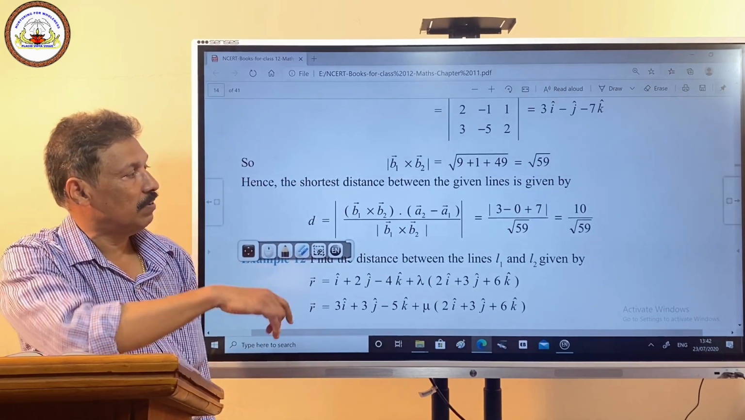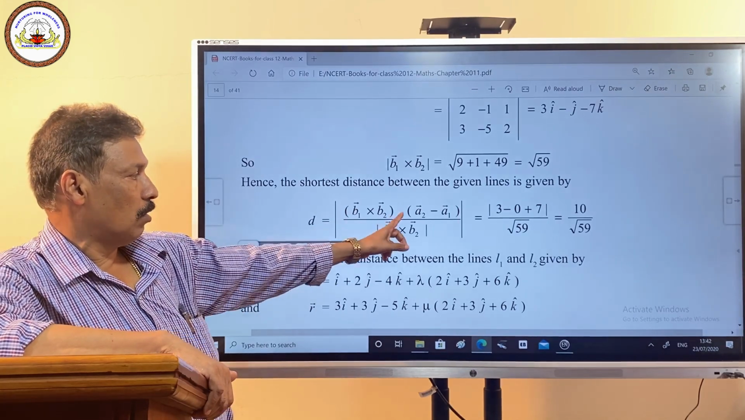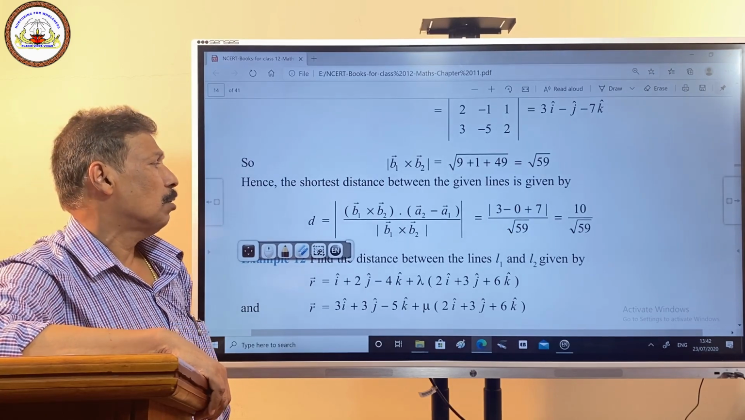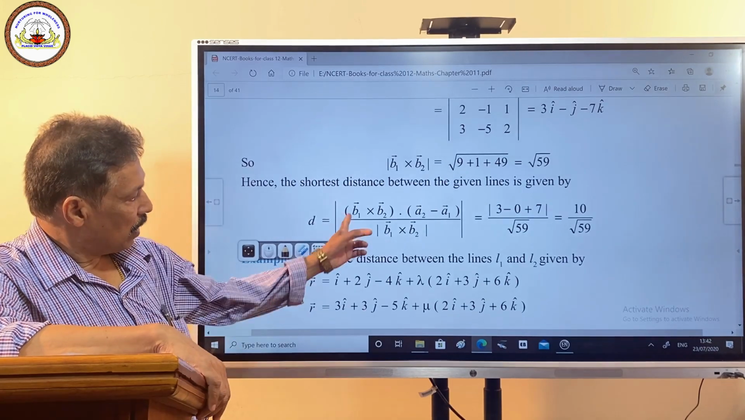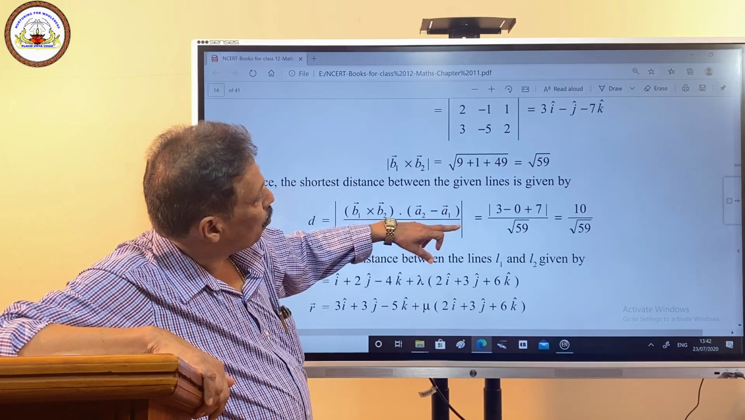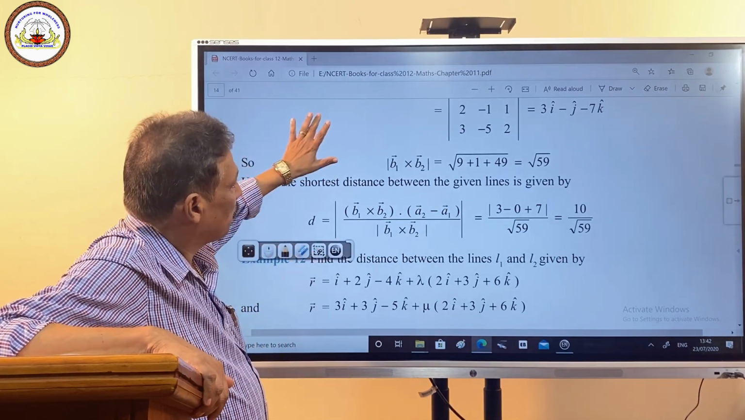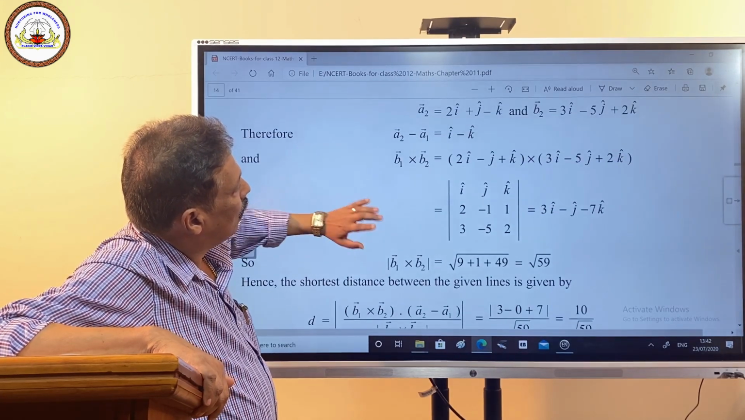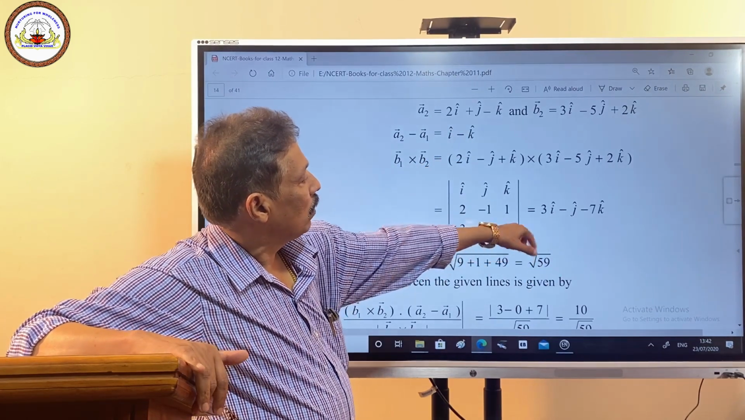The shortest distance between the given lines is given by b1 cross b2 dot a2 minus a1. Sometimes we write a2 minus a1 dot b1 cross b2. That does not change, the reason is the dot product is commutative. So b1 cross b2 dot a2 minus a1, the dot product of two vectors. Here a1, a2 and b1 cross b2 are given.